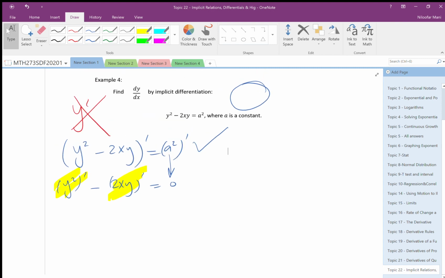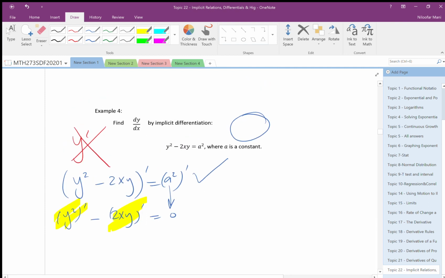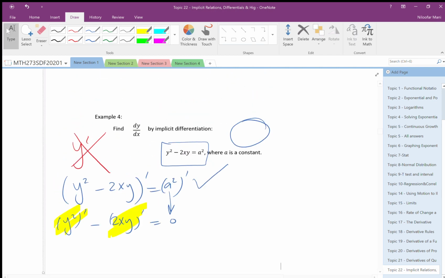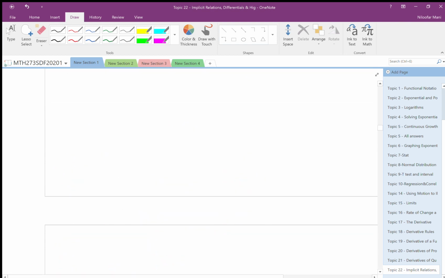So here I do not have y equal a function, I just have a relationship between x and y. Look at the relationship. There is no y equal, it's a relationship between x and y, and a is a constant. So I don't start from y prime equal. No, I don't start from that.